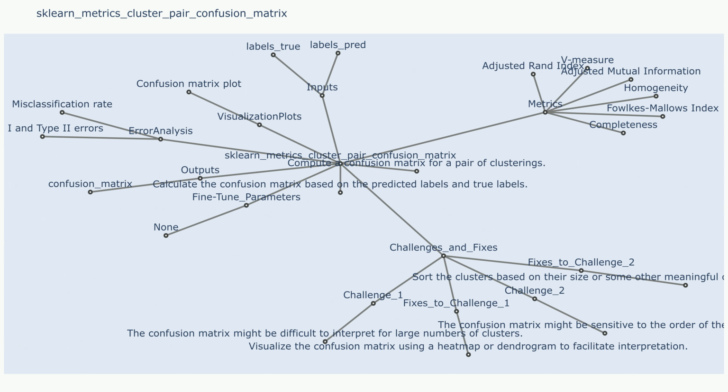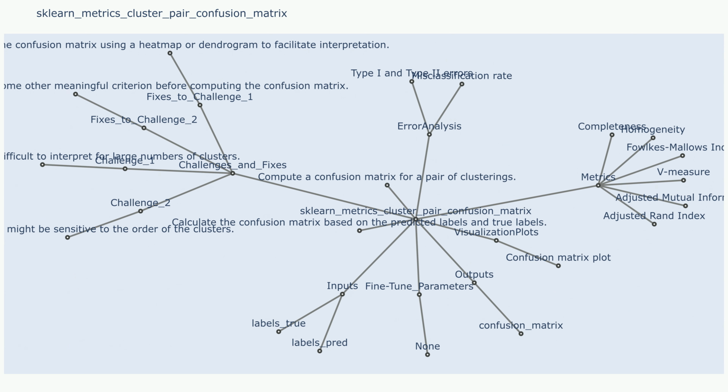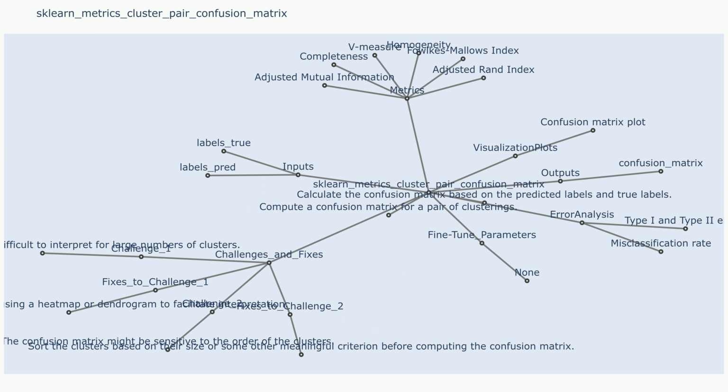Metrics: precision: the proportion of correctly classified instances within a given cluster. Recall: the proportion of true positive instances within a given cluster that were correctly classified. F1 score: the harmonic mean of precision and recall, providing a balanced measure of performance.